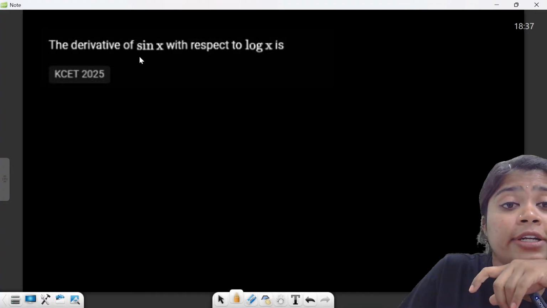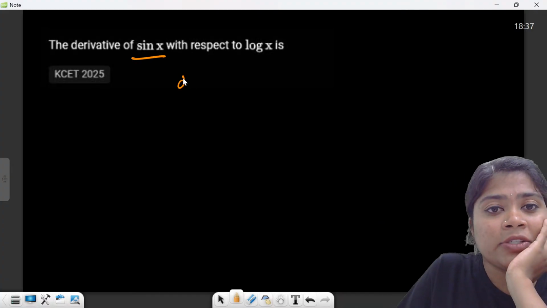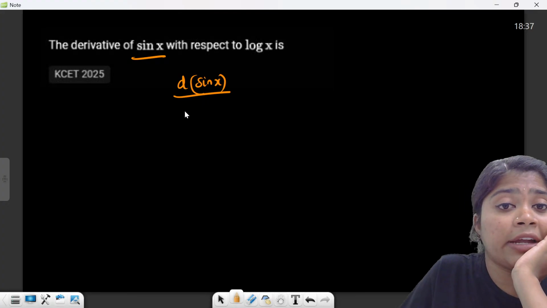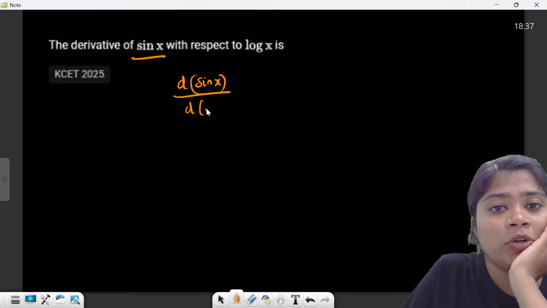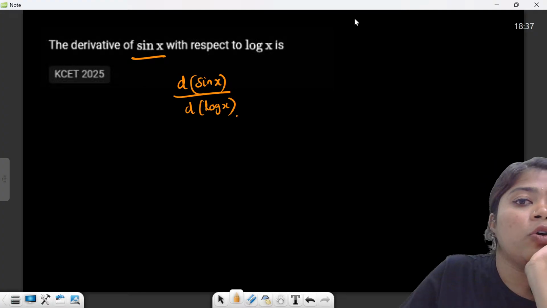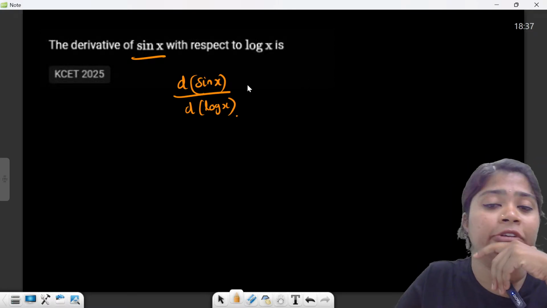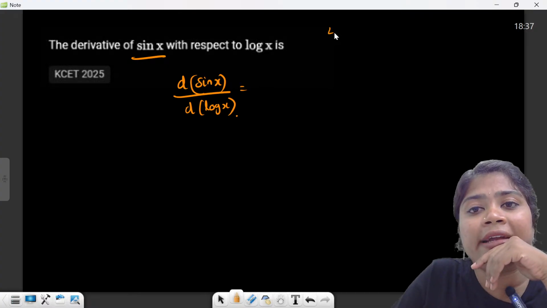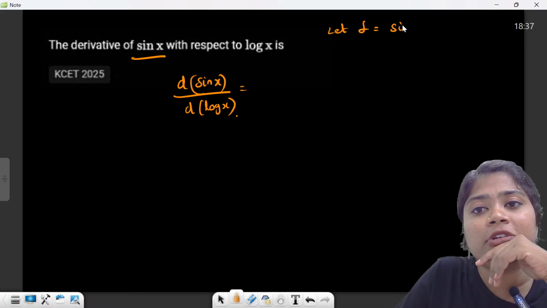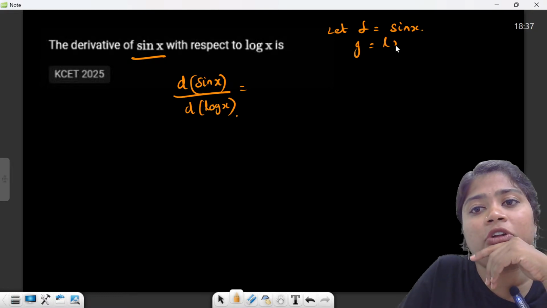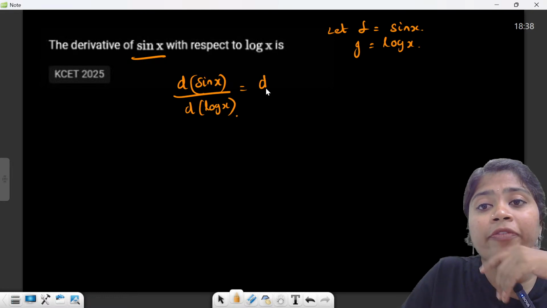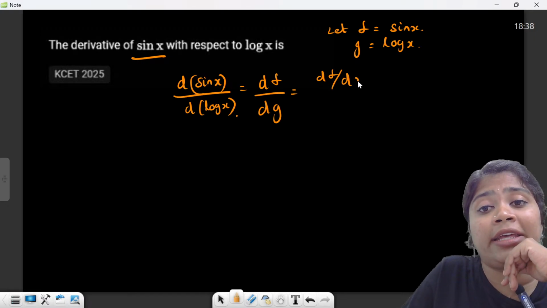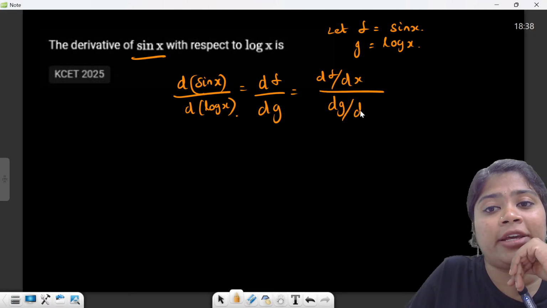Here we have the derivative of sin x with respect to a function, and that function is log x. So let's find the derivatives. Let f be the function sin x and g be the function log x. We want to find df by dg. So how can I write it? df by dx divided by dg by dx.